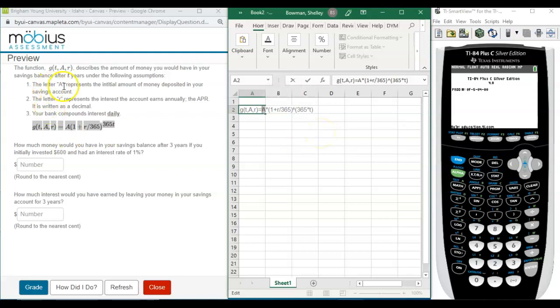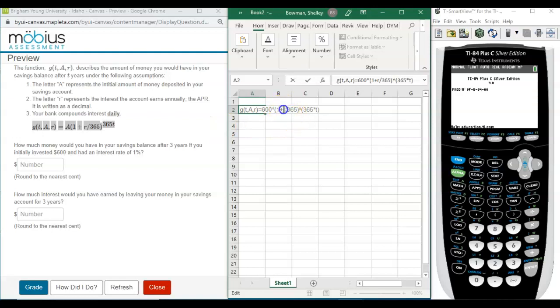It told me that A represents the initial amount of money, and down here it says, how much money would you have in your savings balance after 3 years if you initially invested $600? So you walk into the bank and you have no money there yet, but you take $600 in to invest it. So that's the initial amount, or this A, and we're going to type in 600 to replace that A.